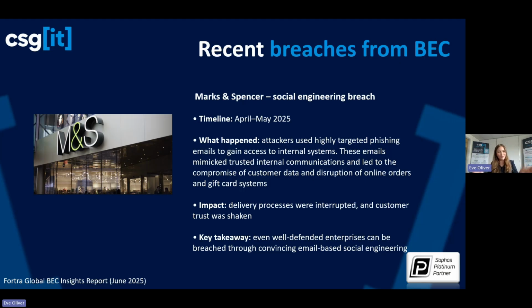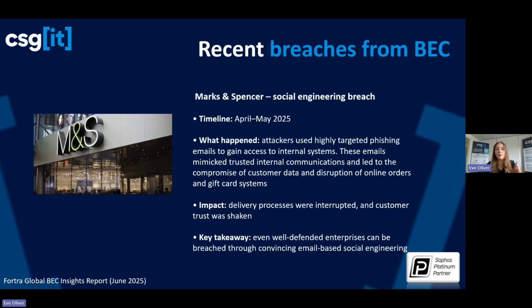So let's take a look at some recent breaches that have come purely from business email being compromised. We've all heard about Marks and Spencer, the social engineering breach, which happened this April and May. Attackers used highly targeted phishing emails with AI. People are making more targeted attacks with less time and pressure on themselves. They can do it automated, so they're gaining access to internal systems far quicker and easier than ever before. Emails mimicking trusted internal communications led to compromise of customer data and disruption of online orders.